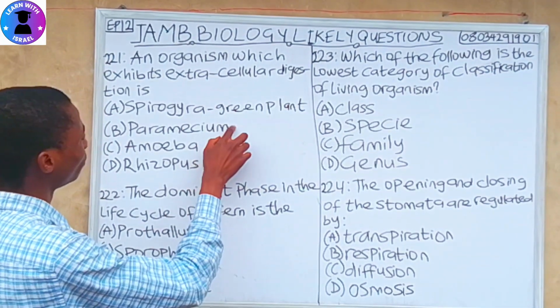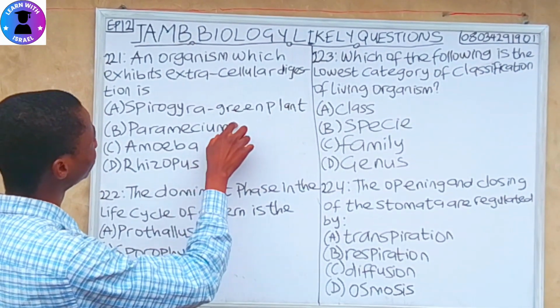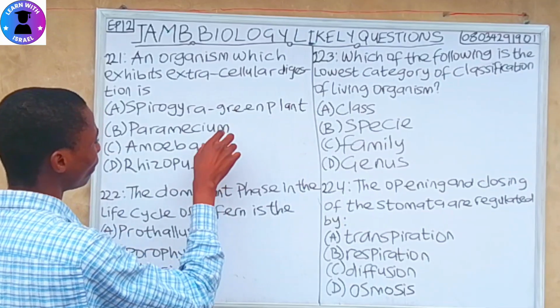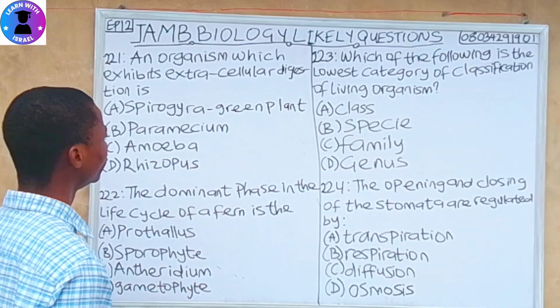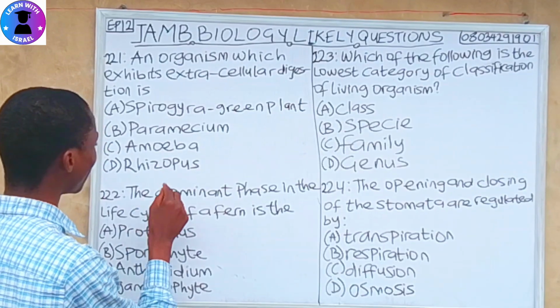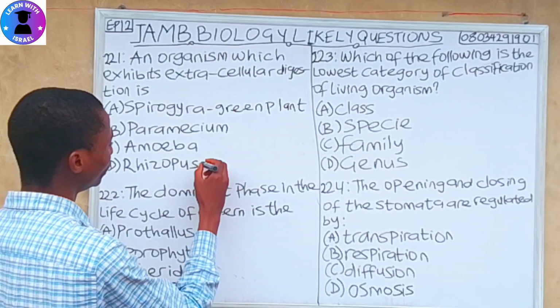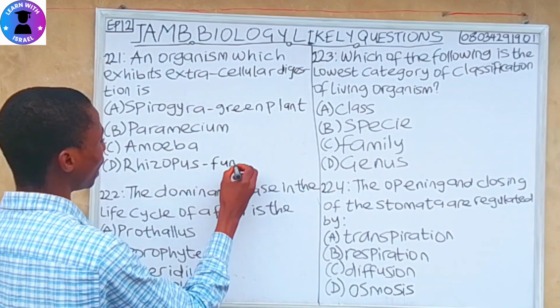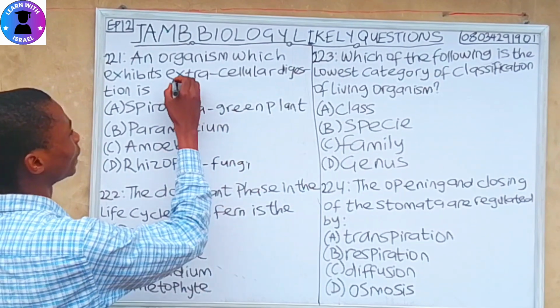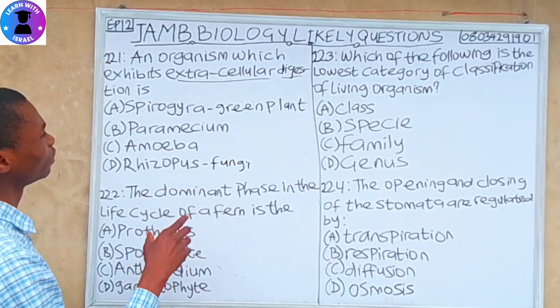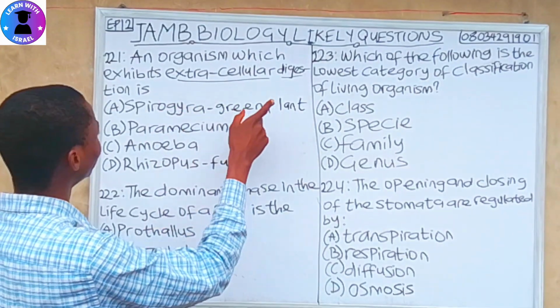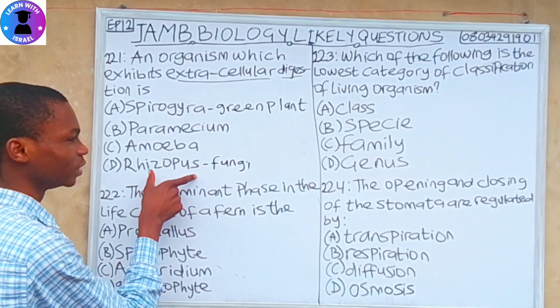And for Paramecium, Paramecium does not exhibit extracellular digestion. Paramecium and Amoeba are classified under microorganisms. And for Rhizopus, Rhizopus is also a type of fungi, and fungi exhibit extracellular digestion. So an organism which exhibits extracellular digestion is Rhizopus.